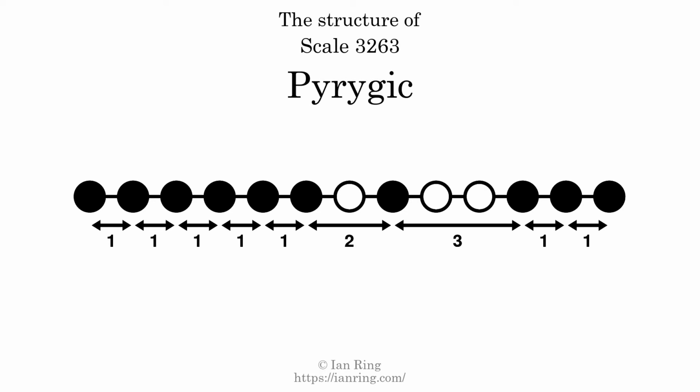The structure of a scale is a description of the interval distance between each successive tone. This scale has a structure of 1 1 1 1 1 2 3 1 1.